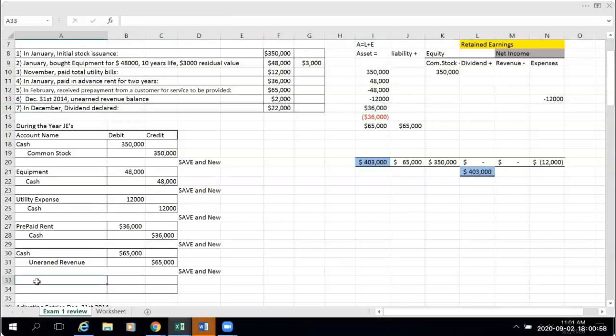So dividend is not an expense, literally, it's just dividend. That's what you call it. It has a different character. So dividend.